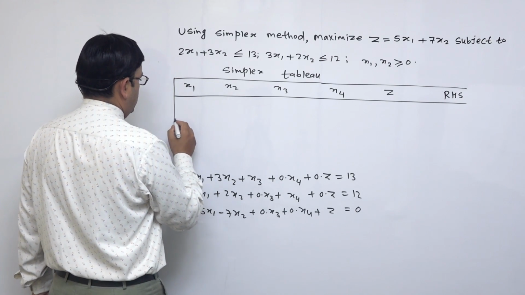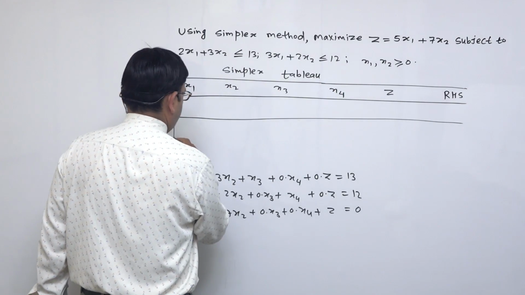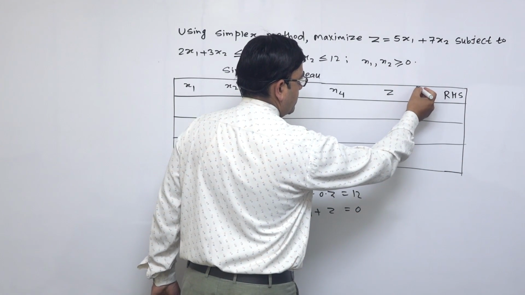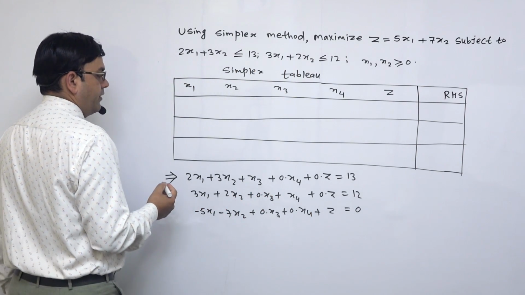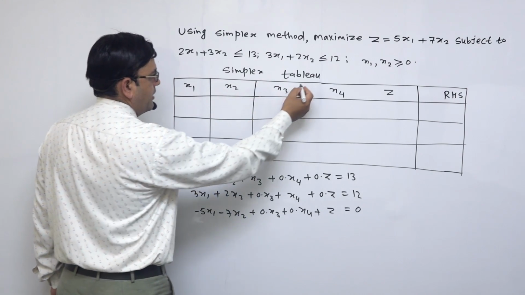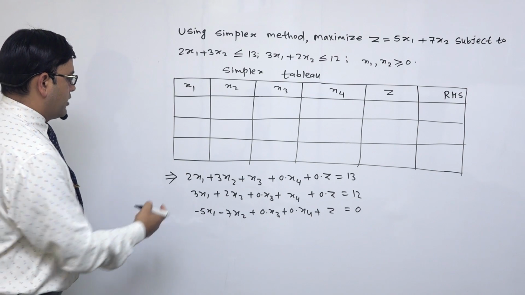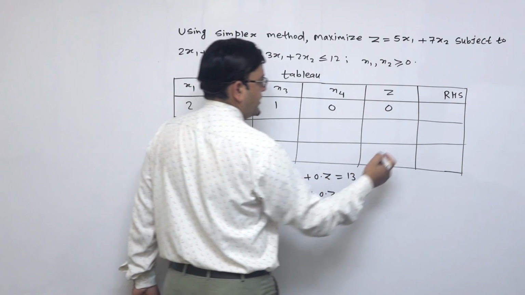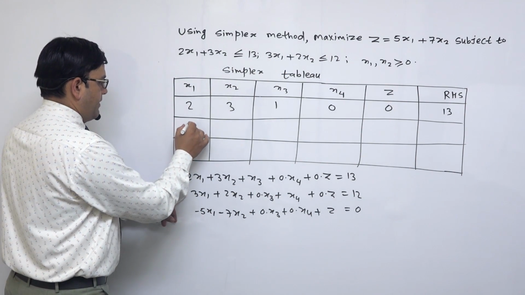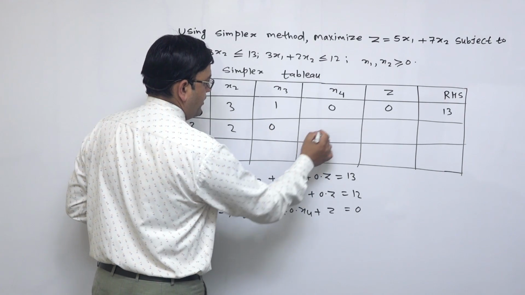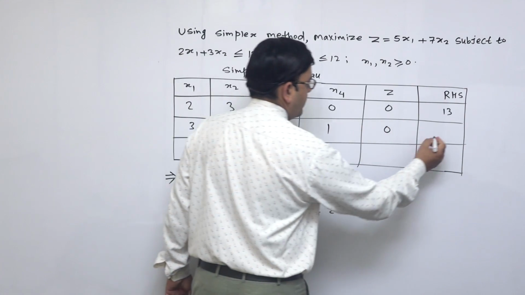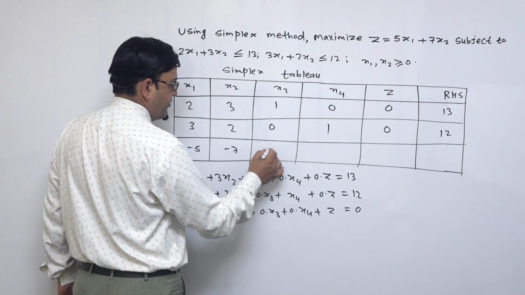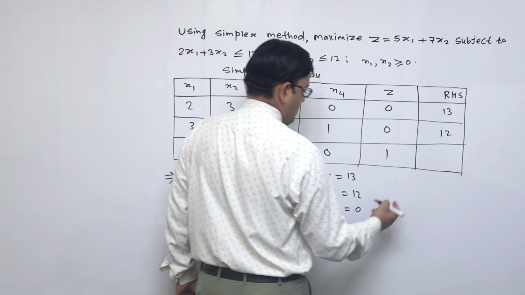Okay, let's look here. In the first row, x1 is 2 and x2 is 3, x3 is 1 and x4 is 0, z is also 0 and RHS is 13. Similarly here 3 and 2, 0, and x4 coefficient is 1, z is 0 and RHS is 12. Similarly we have here minus 5, minus 7, and then 0, 0, there is 1 and then here is 0.